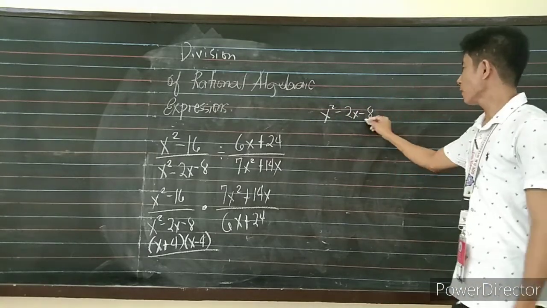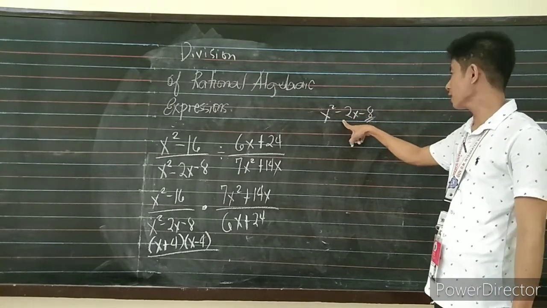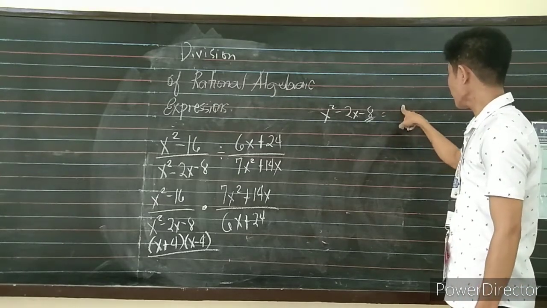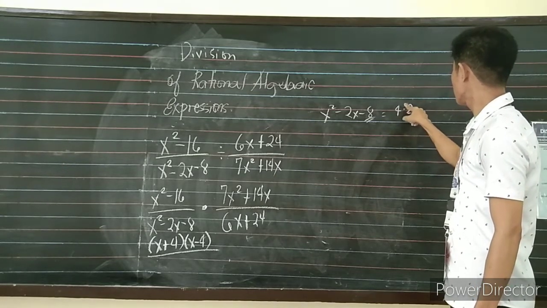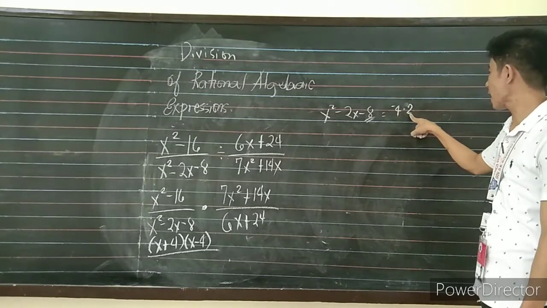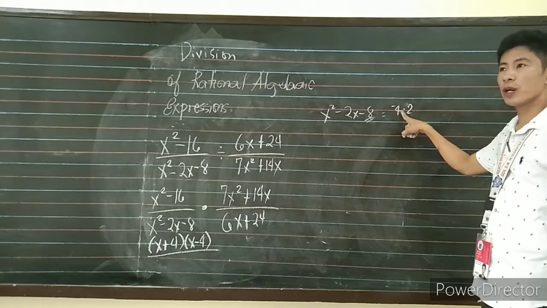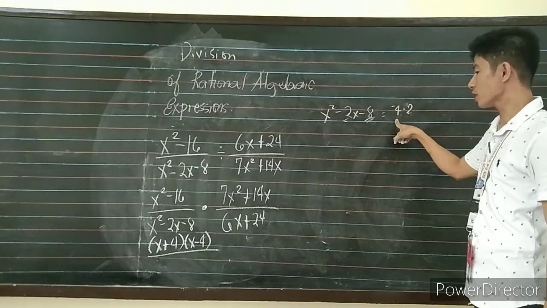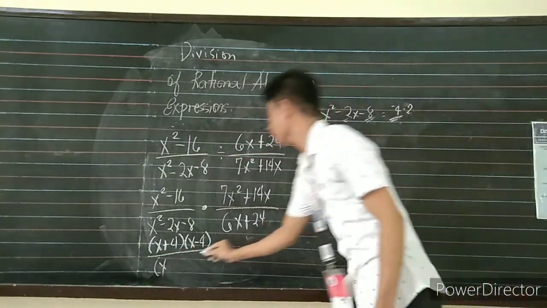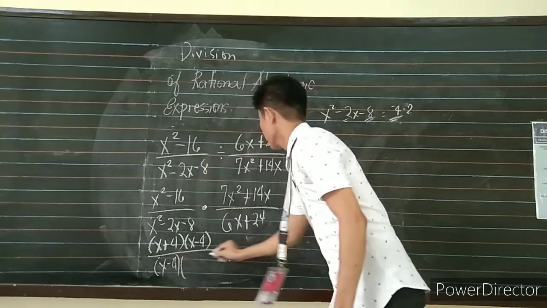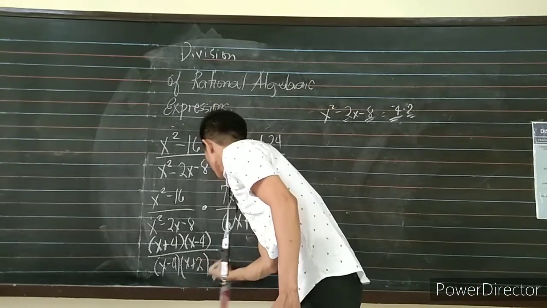What are the factors of negative 8 that, if we add, the answer is negative 2? Okay, negative 4 times positive 2 is negative 8. And if we add these, negative 4 plus 2, that is negative 2. So the factors of this are x minus 4 times x plus 2.